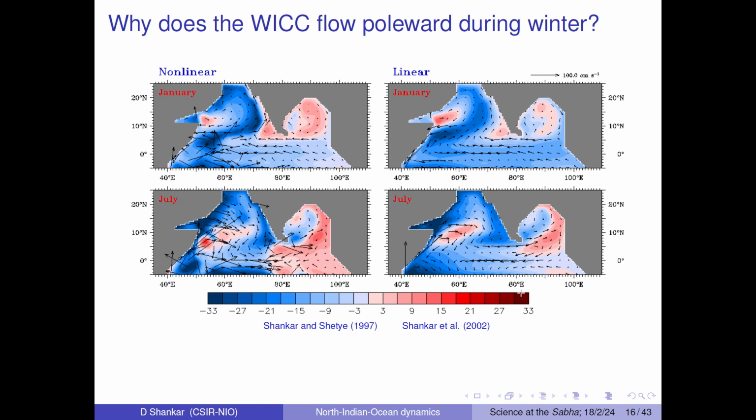So why does the West India coastal current flow into the wind during winter? There are two simulations shown here for January and July. On the left is what's called a nonlinear simulation. That's with the full set of equations. And you can see that the flow into the wind in January is produced. It's a good simulation, but I can't break it into pieces and carry out the kind of analysis that I would like to. That can be done if the linear system can produce the same response, and it does.